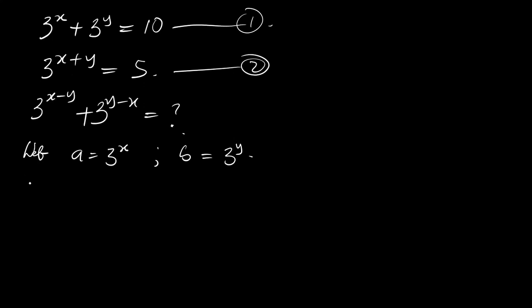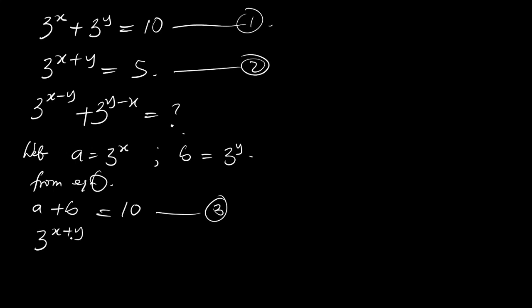So now from equation 1, we have a plus b is equal to 10. Now let's call this equation 3. Equation 2, we have 3 to the power x plus y equal to 5. Now, according to the law of indices, a to the power m plus n is the same thing as a to the power m times a to the power n. So the left hand side of equation 2 will now be 3 to the power x times 3 to the power y equal to 5.